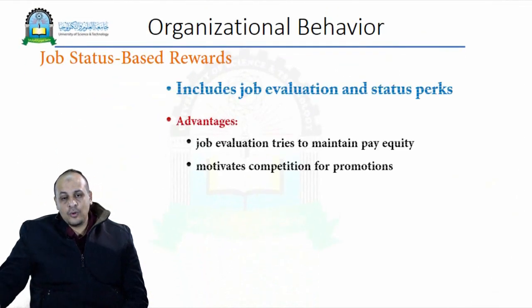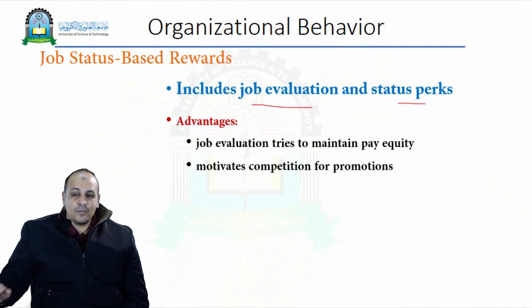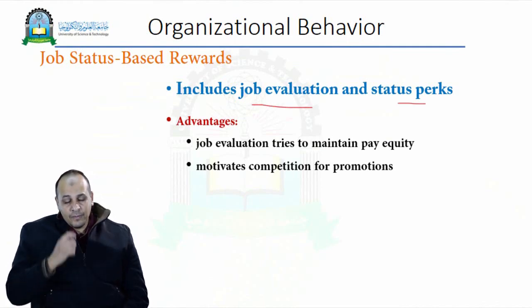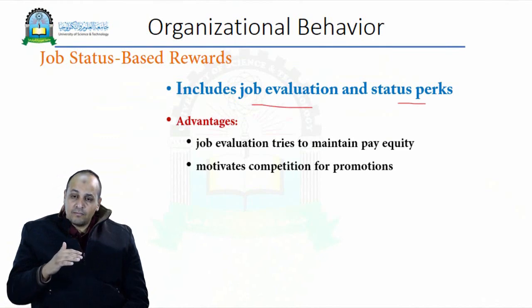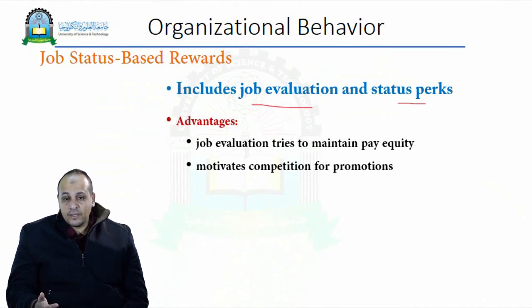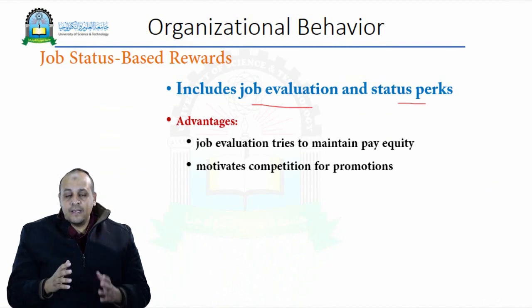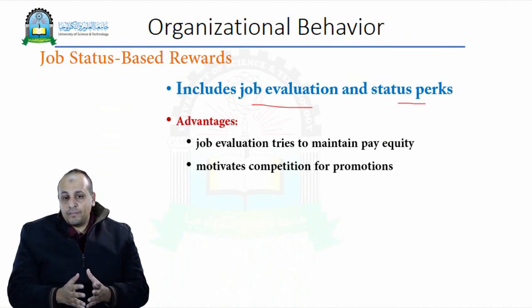Now the second type is called the job status based reward. It includes job evaluation and status perks. Now this is more about evaluating the job. For example, managers, analysts, accountants, and janitors. The job evaluation is the main standard by which we can come up with the right reward system.